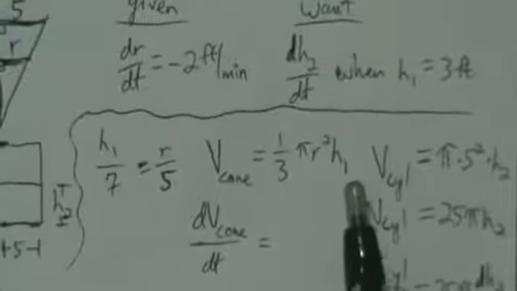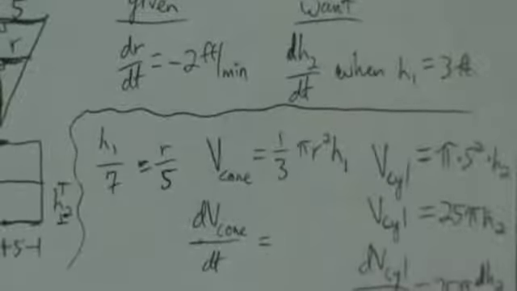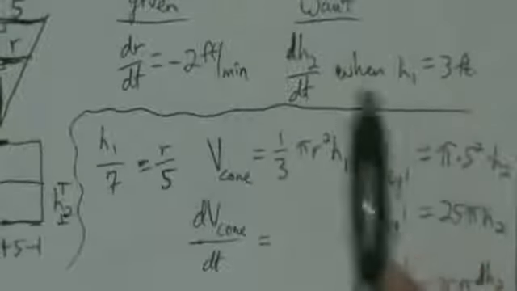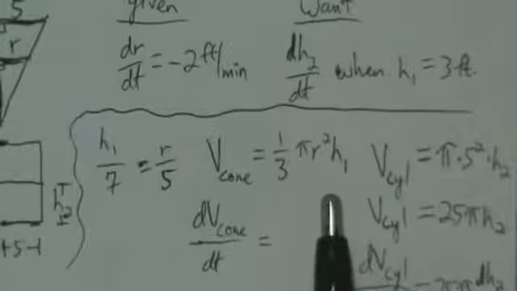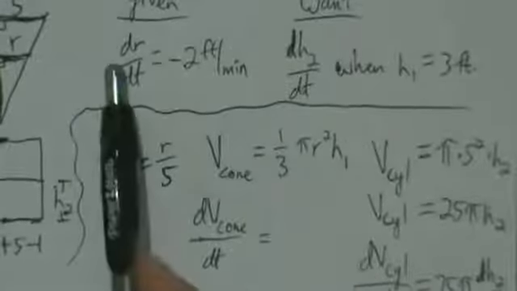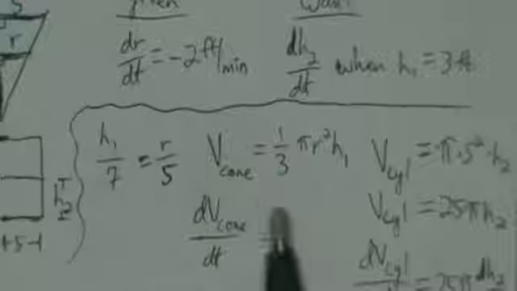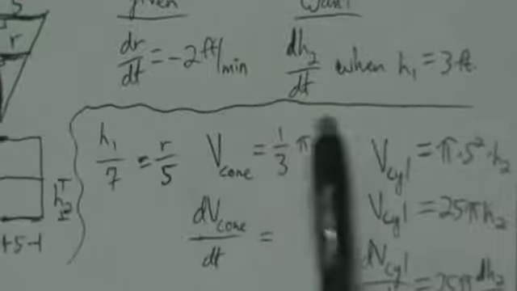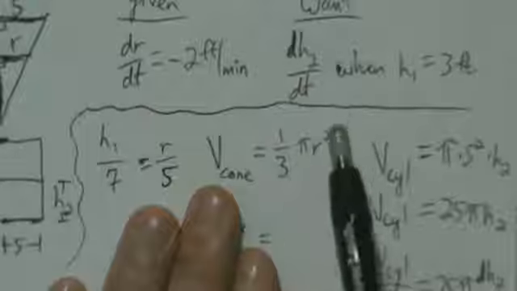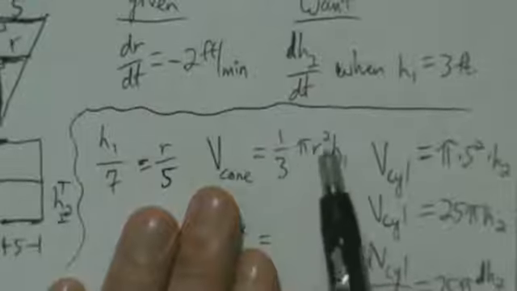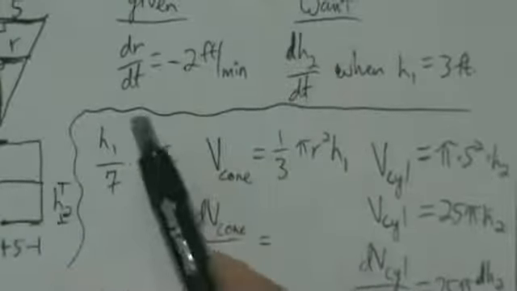Why do we not want that? Well, because we don't know anything about dH1 dt, right? We only know all this is happening when h1 is 3 feet, so eventually we're going to use this, but we don't know what dH1 dt is, so that's going to be a problem for us. However, we do know dr dt. So is there something we can do to this equation before we take a derivative to get rid of h1 so that we only have r? And yeah, we could use this.